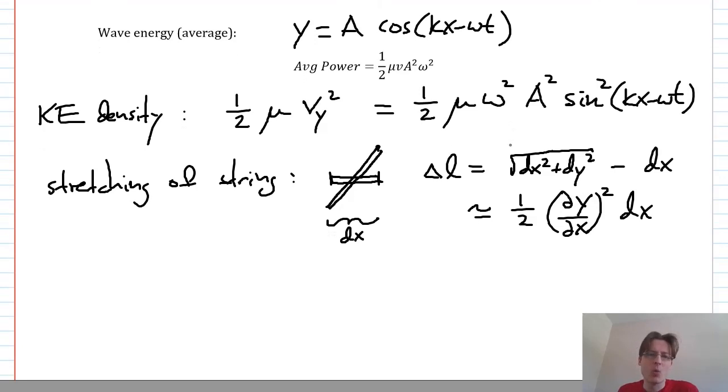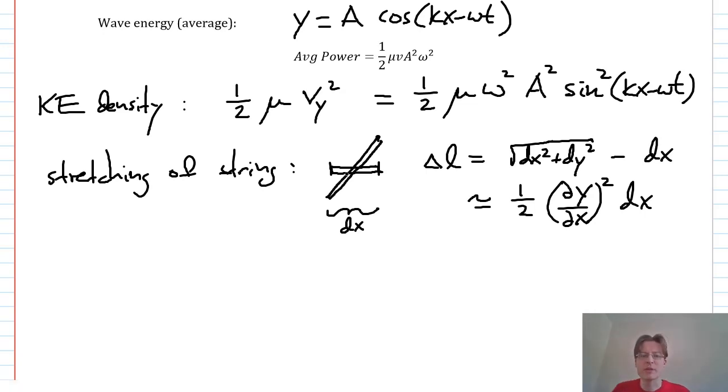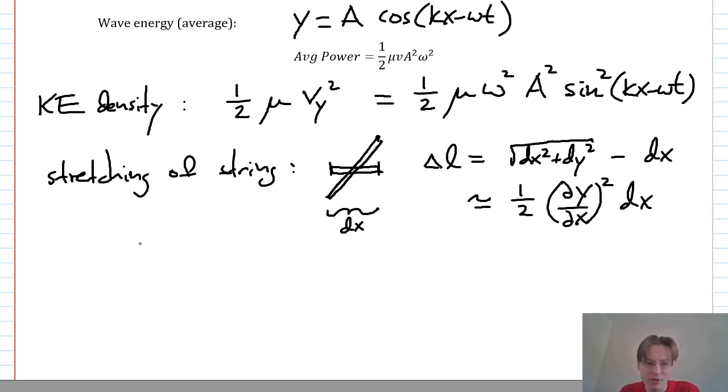Okay, why do I want that? Well, when the string stretches out, that indicates there's now potential energy stored in it. When you stretch out a rubber band or something, there's potential energy stored in it. How much energy? Well, I'll figure the work done in stretching it out by that much, and that'll be the energy stored. This will tell me the potential energy density.